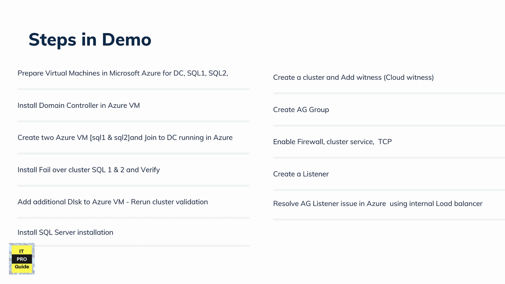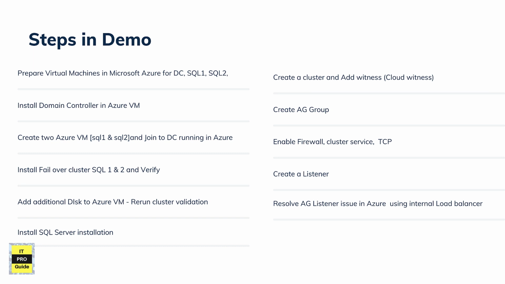We need 3 virtual machines: one for the domain controller, then 2 SQL servers. Once the virtual machines are ready, we will set up the domain controller in the Azure VM. Then we join the 2 prepared SQL servers to the domain controller running in Azure. Then we install failover cluster for SQL 1 and SQL 2, then we verify the failover cluster. Then you can add an additional disk to the Azure virtual machines, and you can rerun the cluster validation if you meet any error while verifying the cluster.